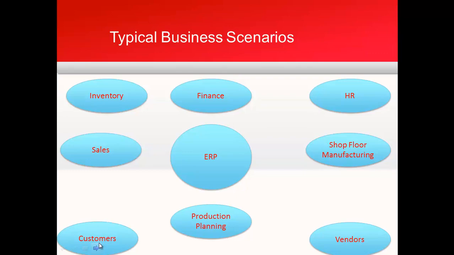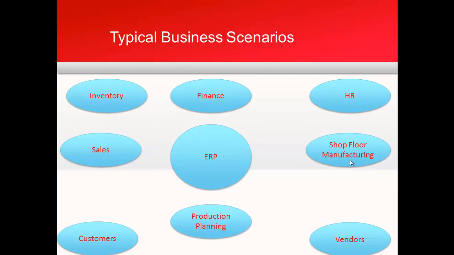The production planning team will check the inventory for the availability of the raw material, and if the raw material is not available, the production planning team will buy the raw material from its vendors. Then the production planning team will forward the raw material to the shop floor manufacturing for the execution or manufacturing of the product. Once the product is ready, it will be delivered by the sales team to the customers.